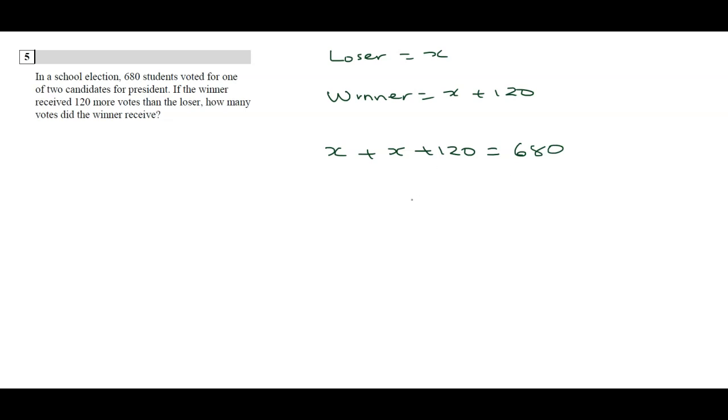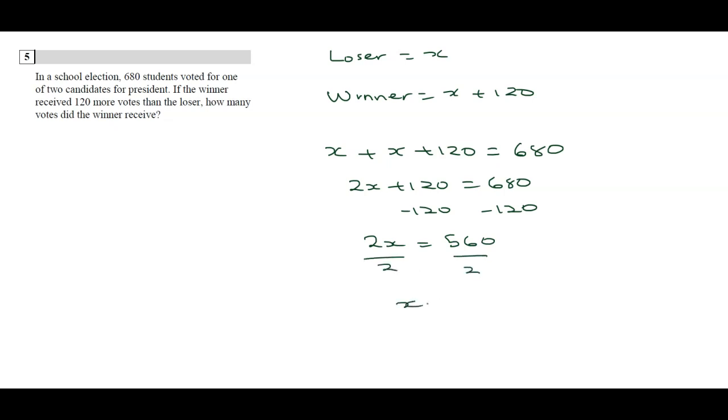So let's solve for X. 2X plus 120 equals 680. Let's subtract 120 from both sides. So 2X is going to give you 560. Now we can divide both sides by 2. X is 280. But we want to find out how many votes the winner got. So the winner is going to be 280 plus 120. So we have 400 votes for the winner.